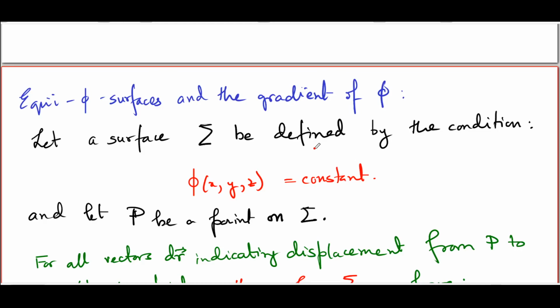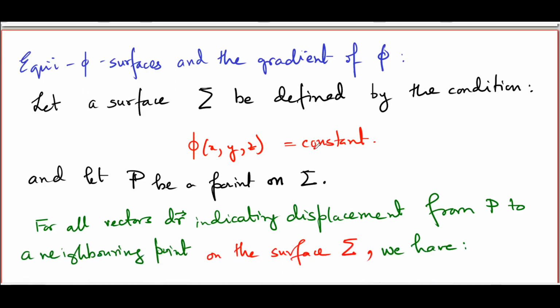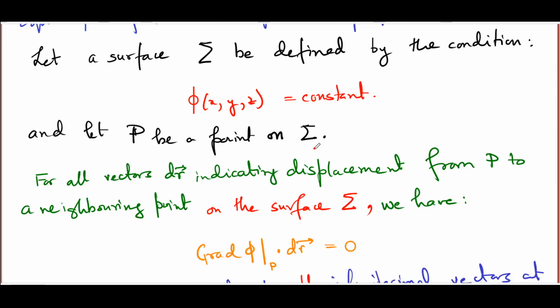Let us consider a point P on this surface sigma and think of all vectors dr which indicate displacements from the point P to neighboring points on the surface. Now, when we move along such vectors, the value of phi, of course, doesn't change. So the directional derivative of phi along those directions is 0, or the change in phi, d phi, for small displacements along such directions is definitely 0. But we know that d phi is the value of gradient of phi at P dotted with the displacement dr. So this must be 0.